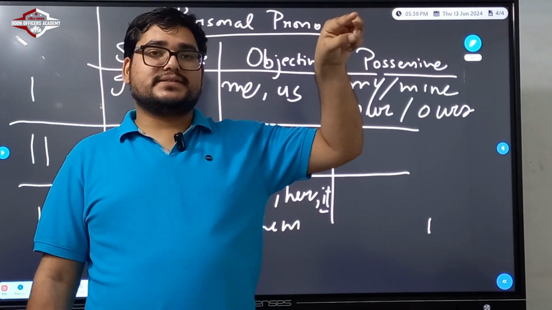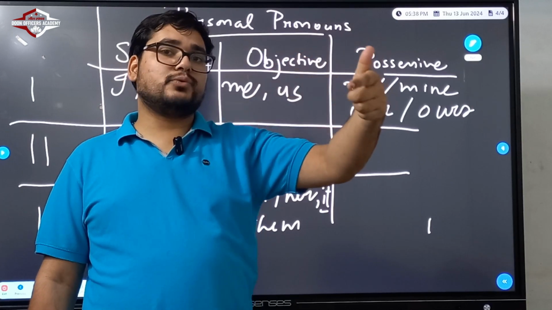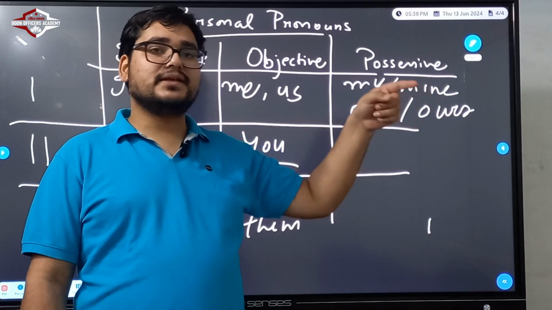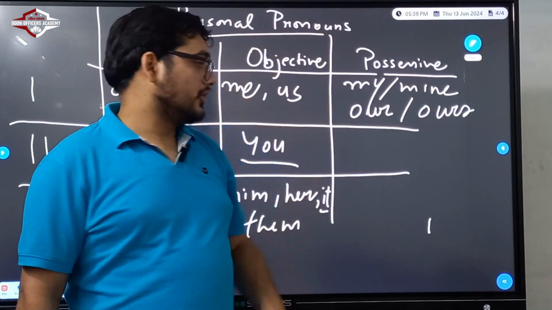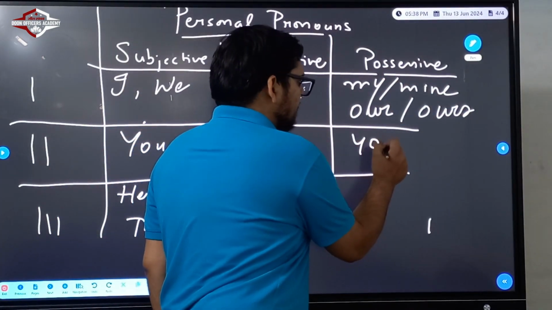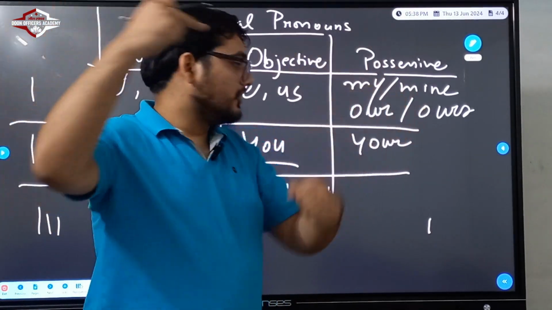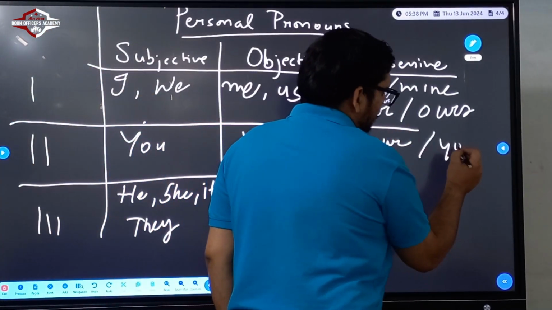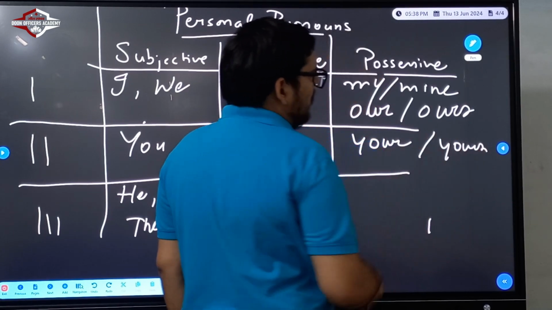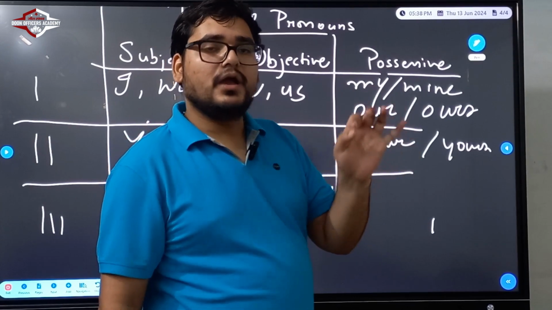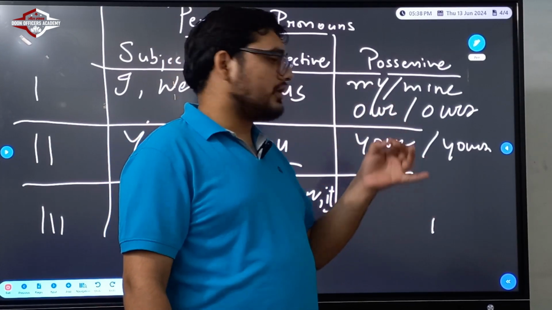So again the same question. Whose assignment is this? So you will say, and I can also ask you, is this dash assignment? Try to complete this sentence. Is this your assignment? Yes, your assignment. Or I can say, is this assignment yours? Yours. So please note, there are two ways to say my, mine, our, ours, your, yours.